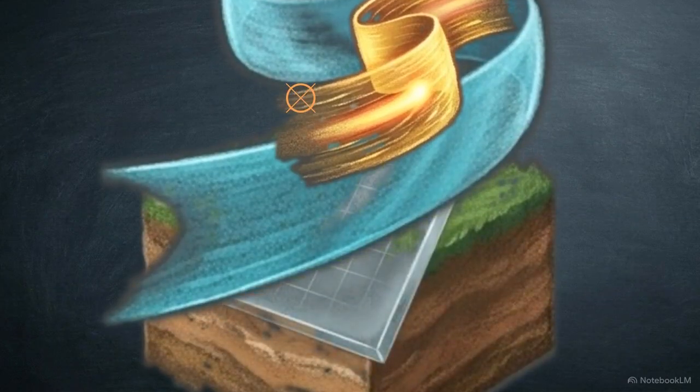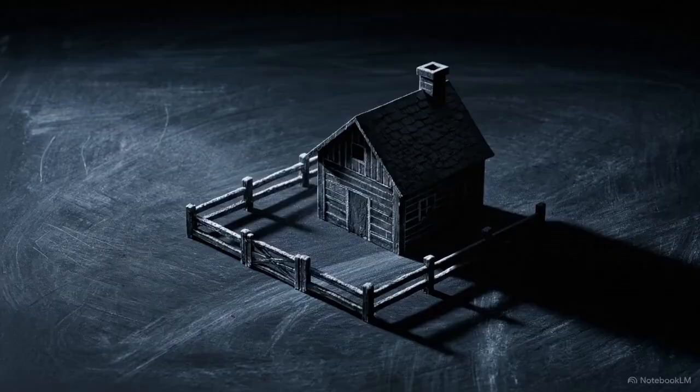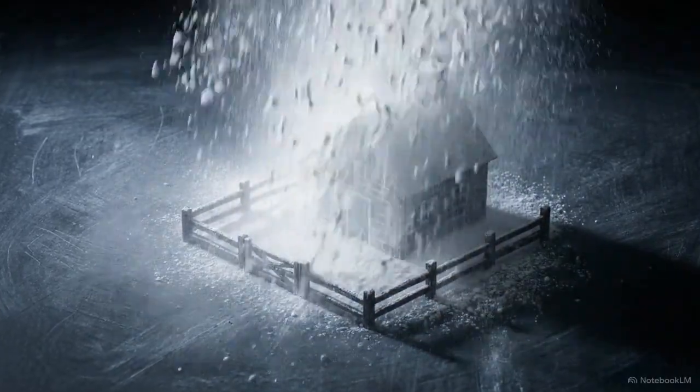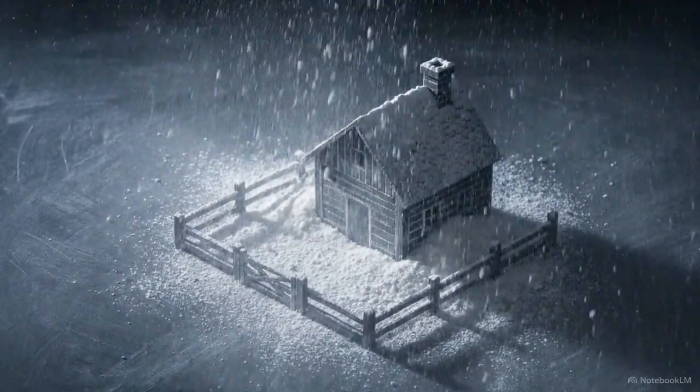Below the streak, intense isentropic lift drew warm Gulf moisture up the slanted thermodynamic ramp. Severe frontogenesis tightened directly under the jet streak's divergence zone, maximizing the upward motion over the state. These coupled forces produced an explosive result. 1 to 2 feet of snow buried parts of Kentucky in under 12 hours.